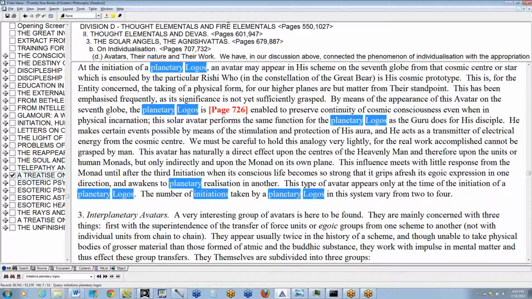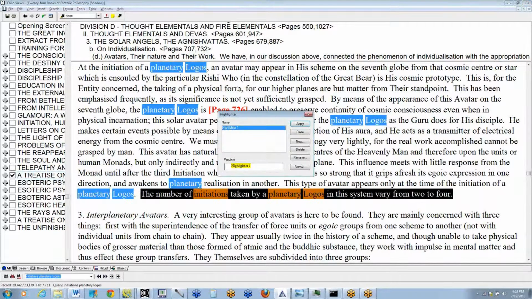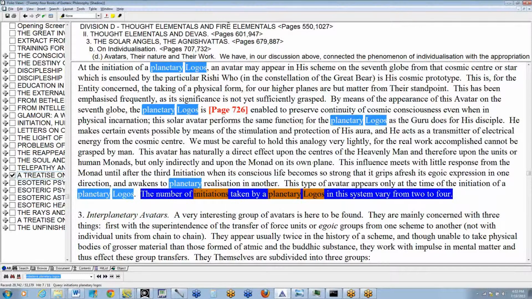The number of initiations taken by a planetary logos in this system vary from 2 to 4. Now that's an interesting and important piece of information. But like I say, if our solar logos is going to take minimally a fourth initiation of a cosmic kind, our planetary logos will have to function as a base of the spine center, which it really cannot do if it takes only, well, the second and maybe the third cosmic initiation.